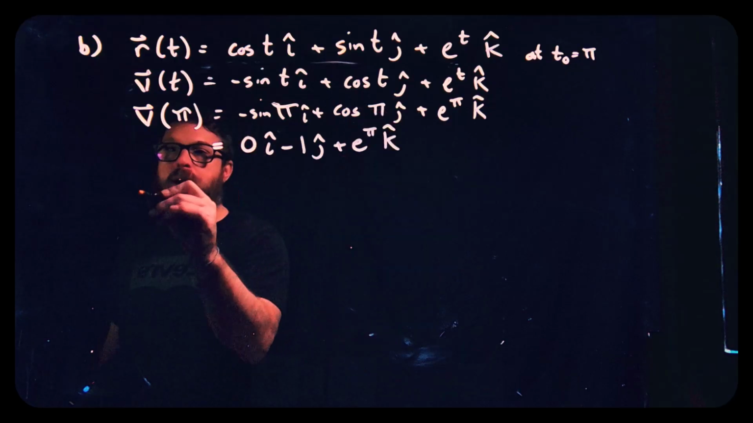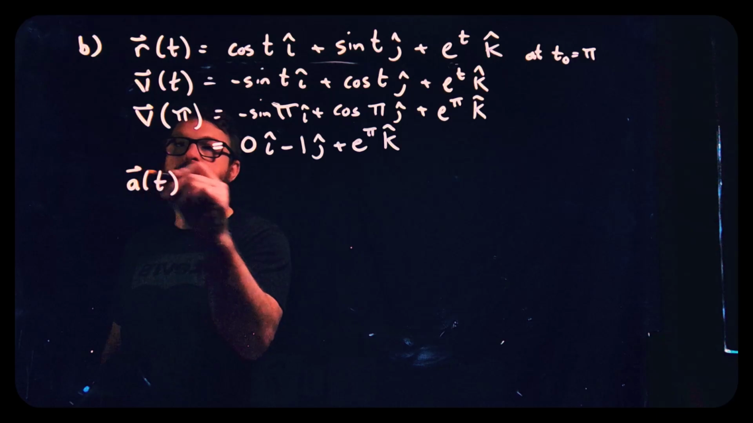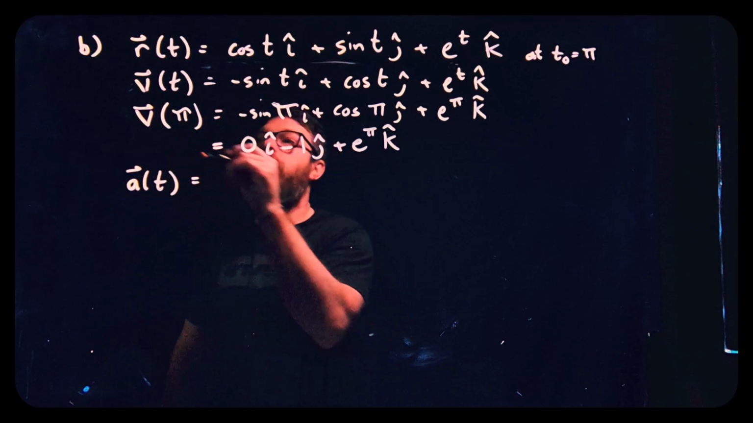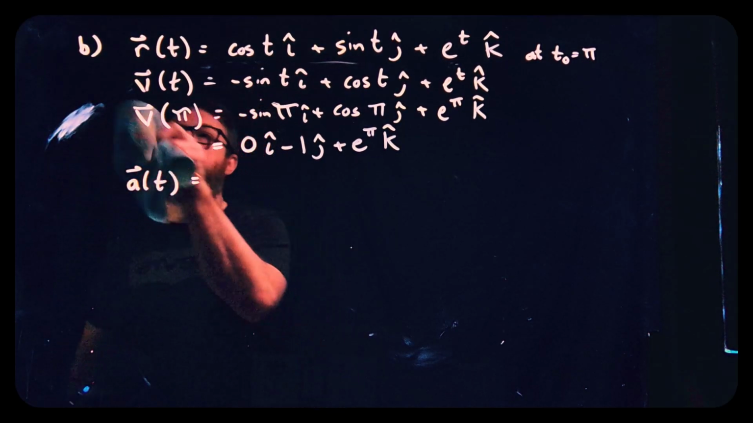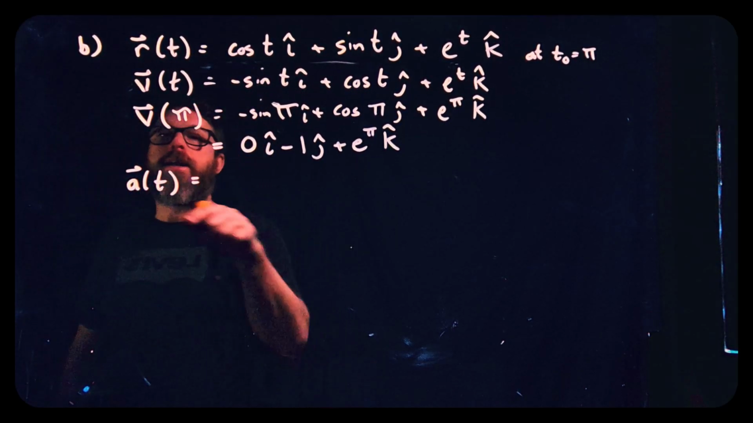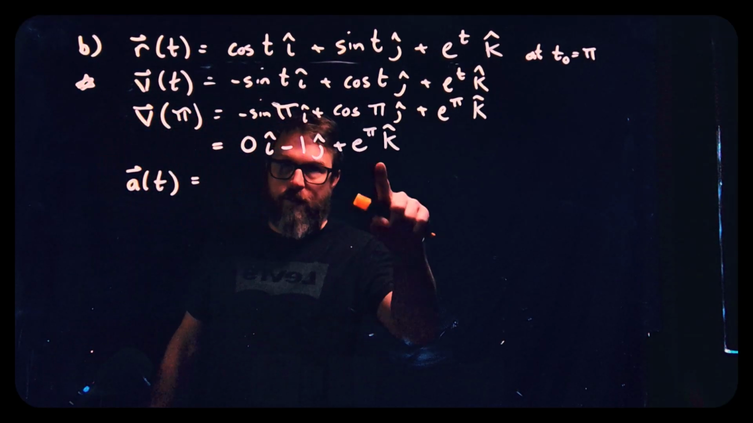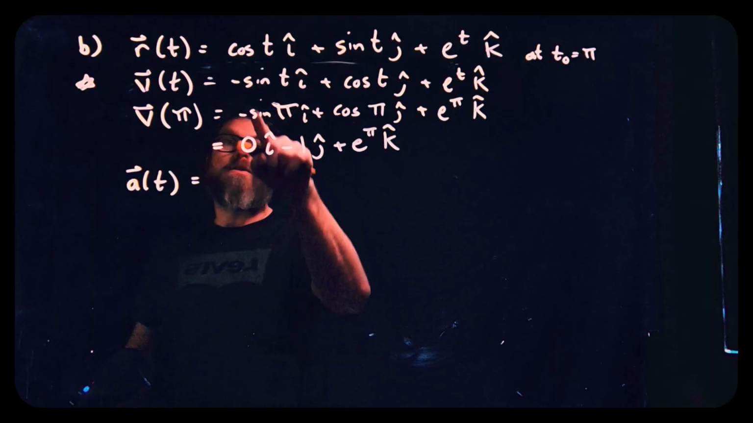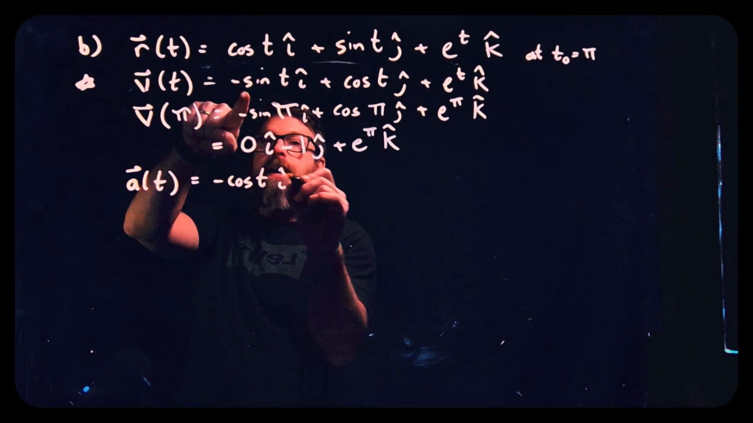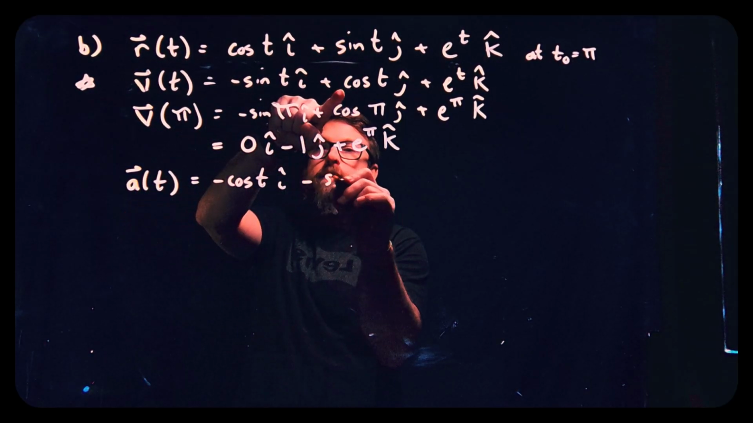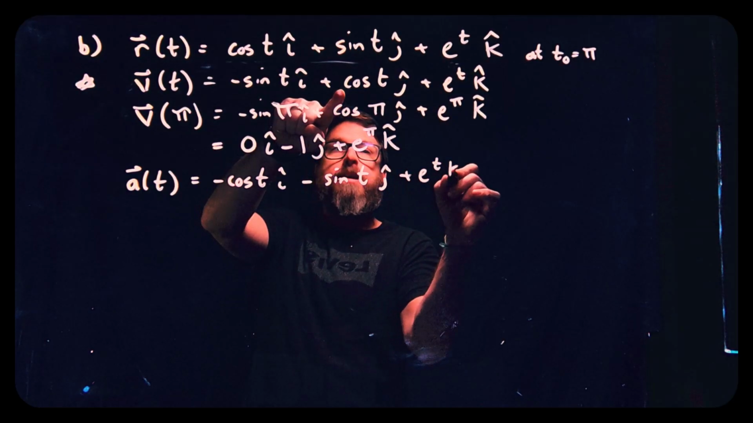Okay, so now a of t. A of t is going to be the derivative of, remember that we have to go off this velocity vector. So if I'm going to find a of t, I have to go back to the original velocity vector, because if I take the derivative of a constant, we know we're going to get 0. So first, we're going to take the derivative of negative sine, which is going to be minus cosine of t i, the derivative of cosine, which is going to be minus sine of t j, and the derivative of e to the t is going to be equal to e to the t k.